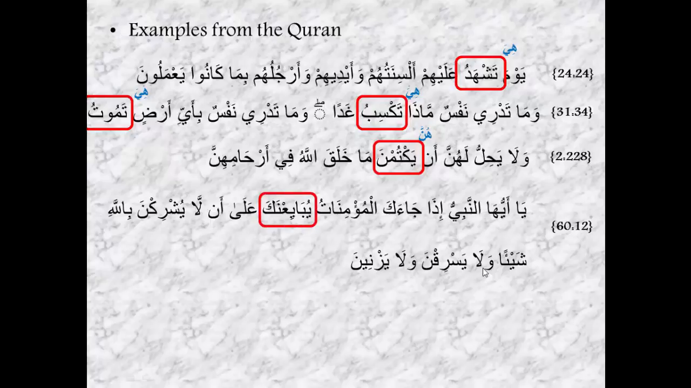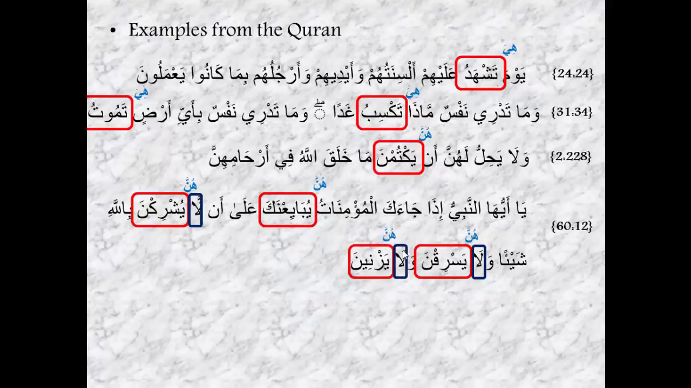So here we have يبايعنك. The kaf is an attached pronoun, so the verb is يبايعن. We have لا يشركن. We have ولا يسرقن. And then ولا يزنين as well.